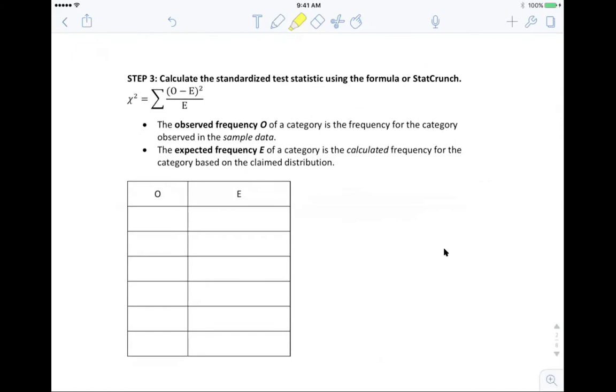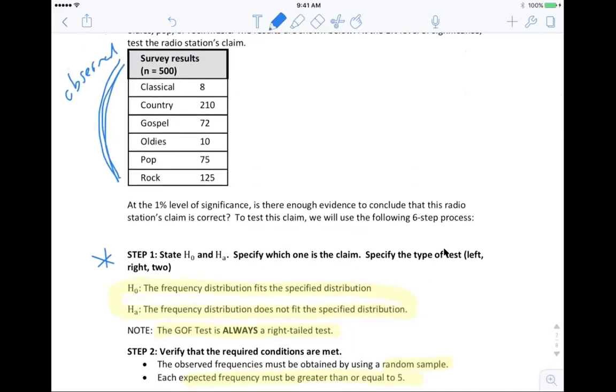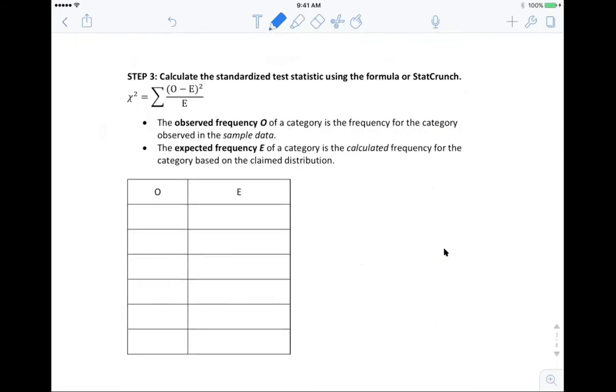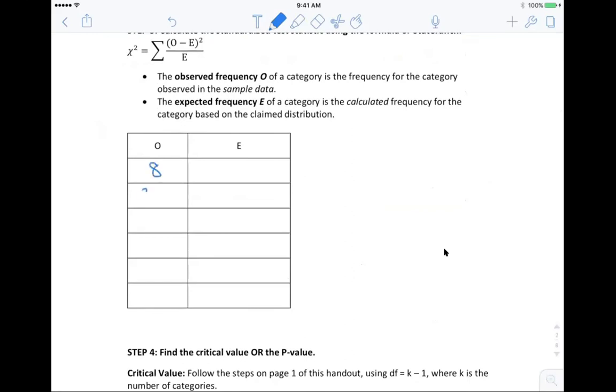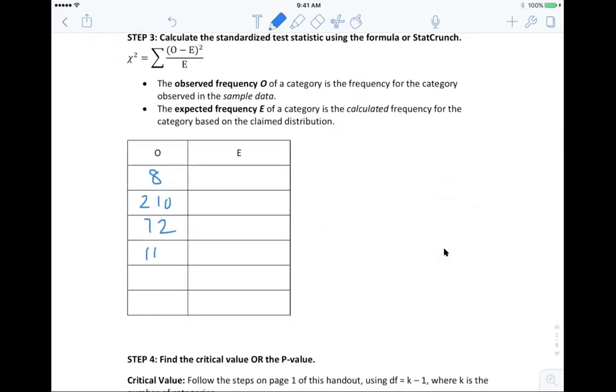Okay, so here's where the meat of the problem occurs. We have to calculate that standardized test statistic, and here's how it's done. So you've got, like we specified before, observed frequencies and expected frequencies. The observed are the ones we see from the sample. There they are right there, 8, 210, 72. I'm just going to rewrite them down here: 8, 210, 72, and then 10, 75, 125. Okay, that's what we have observed.